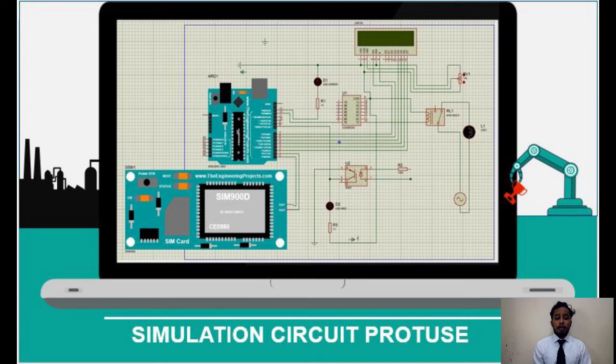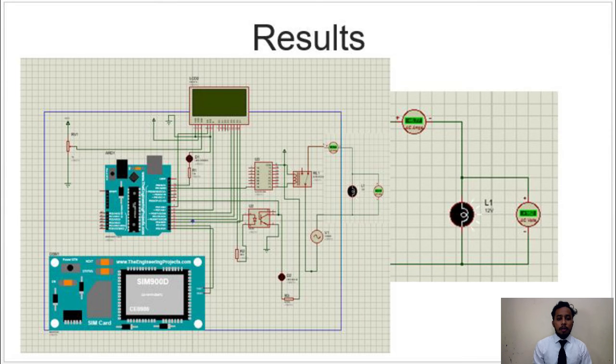This is my simulation Proteus circuit. As you can see, the Arduino, GSM, LCD display, optocoupler, and power supply.